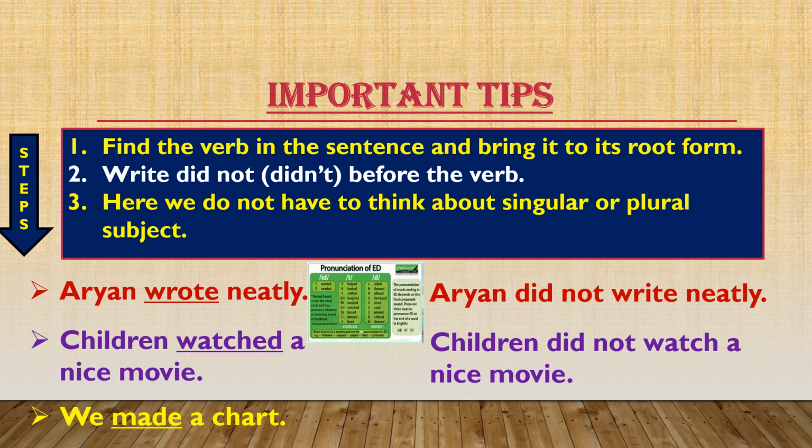Let's see another one. We made a chart. Here the verb is made. And what is the root form of this verb? Make. You remember we've learnt it. Make, made, made. Yes. So make is the first form of verb here. Just add did not before make and your sentence gets changed to negative. So your sentence will become, we did not make a chart. I hope with these 3 simple steps, you'll easily be able to change your sentence into negative.